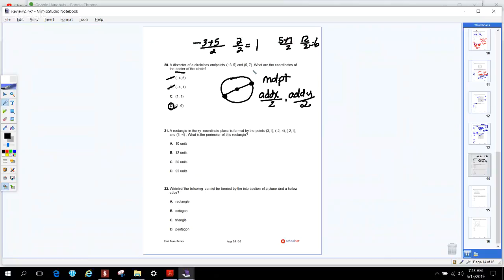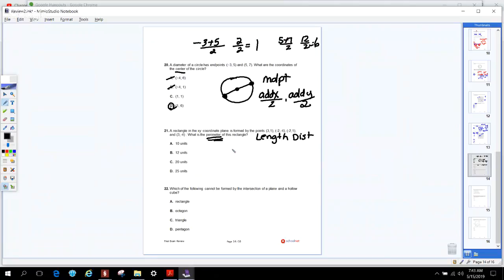Yep. So the question on the table is, how do you know if you're not doing distance? Because it doesn't mention anything about length, perimeter, or area. Because it says center, if we draw a picture, this is a diameter, the center is the middle. That's why we know the midpoint formula. But for 21, it says, what's the perimeter? Because it says perimeter, now we know we need to know length. And so now we know we have to do the distance formula.